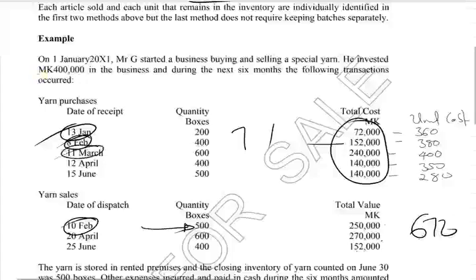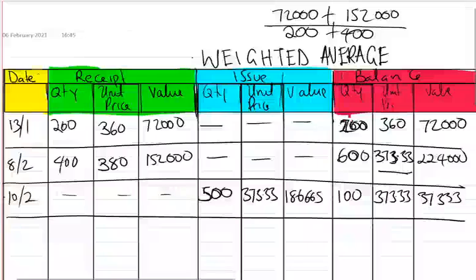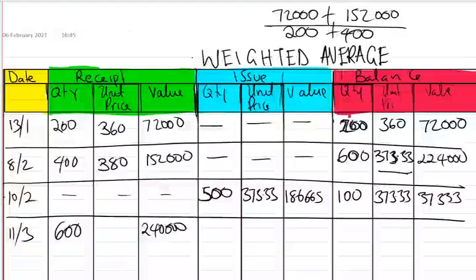The next is on 11 March, when there's a new consignment. That means we have to calculate the new weighted average. So on 11 March, there's a new consignment of 600 at a value of 240,000. So per unit, it will be 240,000 over 600, which is 400.